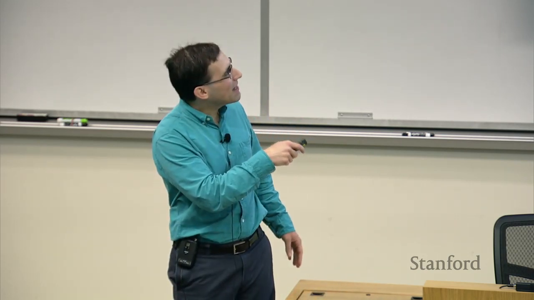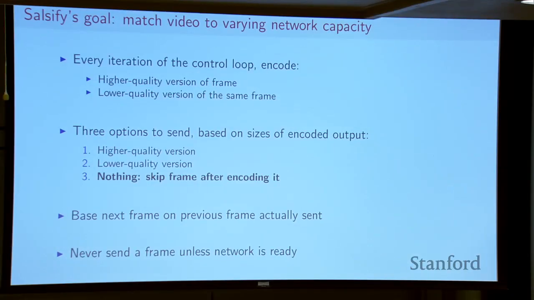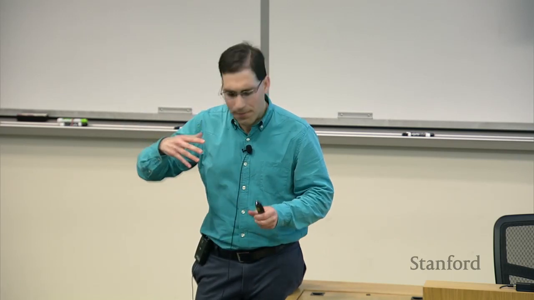So it has three options. It can send the 20 kilobyte version, it can send the 10 kilobyte version, or if it doesn't think the network's ready, it can just say, you know what, we're not going to do it. We're going to take a mulligan. We're not going to send a frame at all. And we'll just go through the control loop another time. We'll encode a new frame, whatever next comes off the camera. But we're going to base it on still the same state of the decoder.